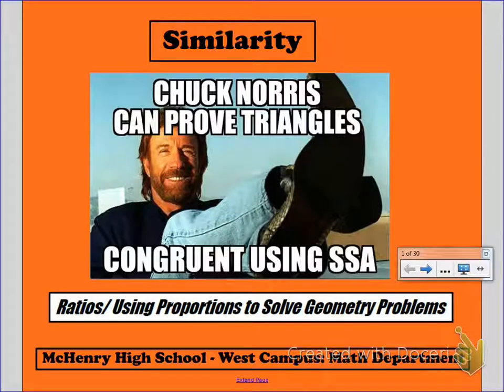Alright, ladies and gentlemen, welcome to Similarity. Today we will be looking at ratios and using proportions to solve geometry problems. A lot of the stuff we're going to do today is going to be some review from stuff you've done previously in algebra. So like I said, a lot of this stuff will seem like you've done some of it before.